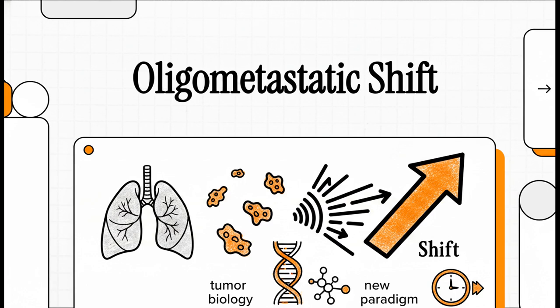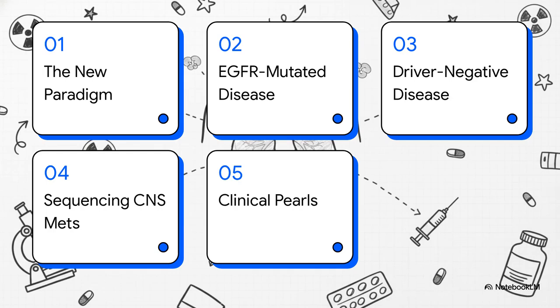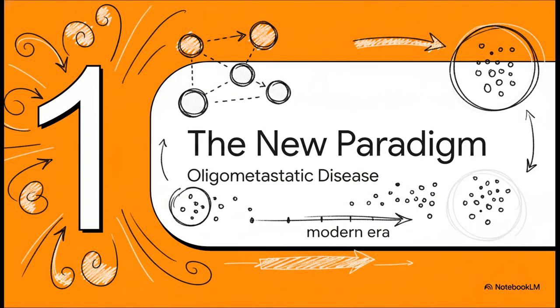Because honestly, it's time to stop just counting lesions on a scan and really start treating the underlying tumor biology. We've got a lot of really high-yield ground to cover today. Here's our roadmap. We'll kick off with the new paradigm, contrast EGFR mutated versus driver-negative disease, talk about sequencing for brain metastases, and then wrap up with some highly actionable clinical pearls for your clinic. So, let's jump straight into Section 1, the new paradigm of oligometastatic disease.